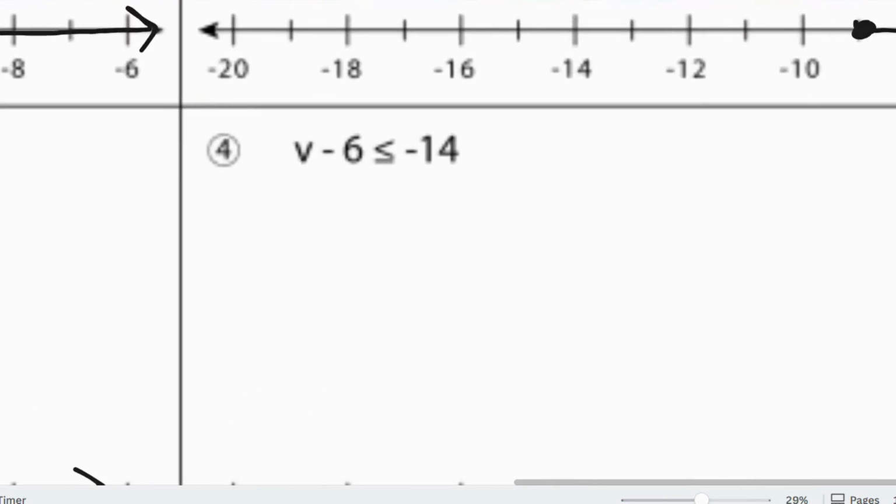Now we have a less than or equal to sign. For this one, as you can see, v and 6 are being subtracted from each other. So I will add 6 on both sides because I will always be performing the opposite operation, because I need to isolate this v, right?